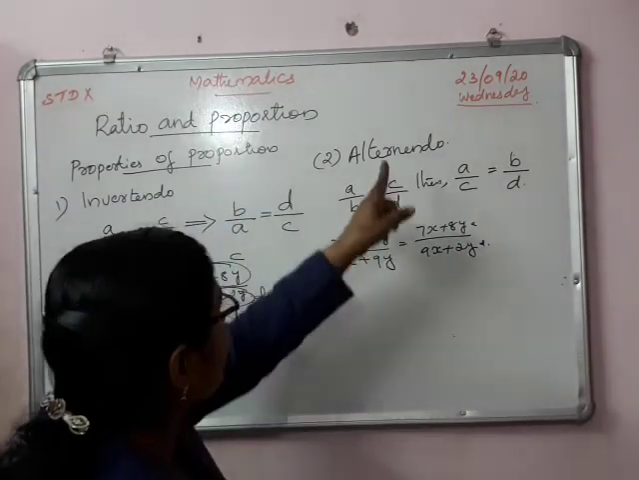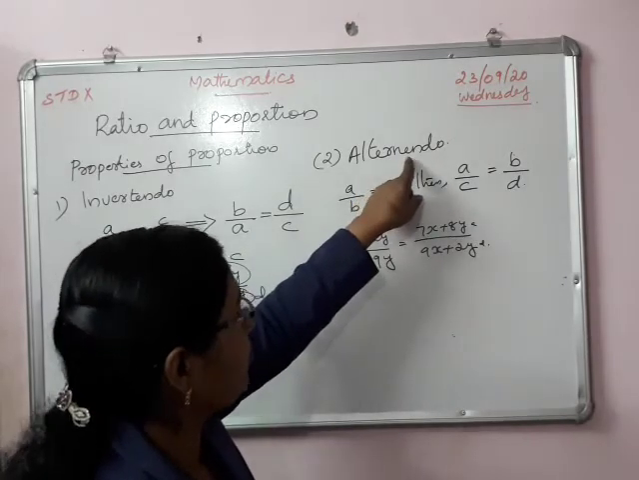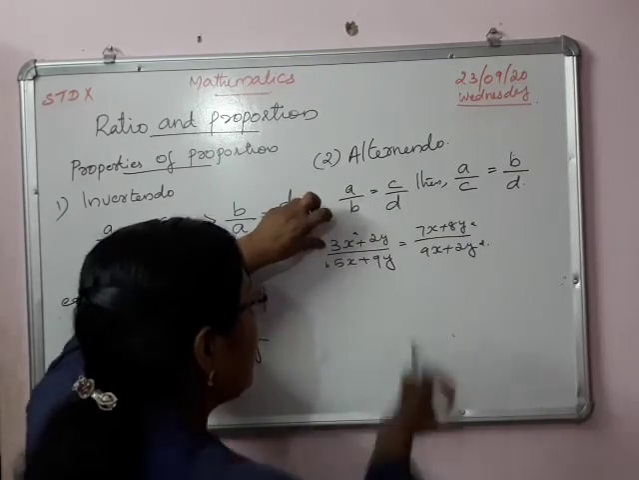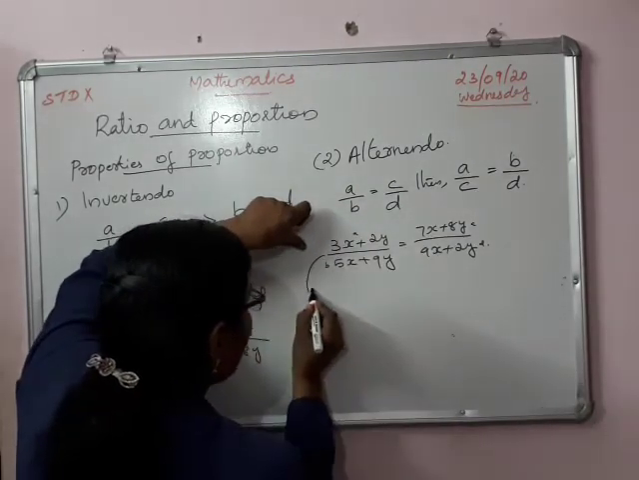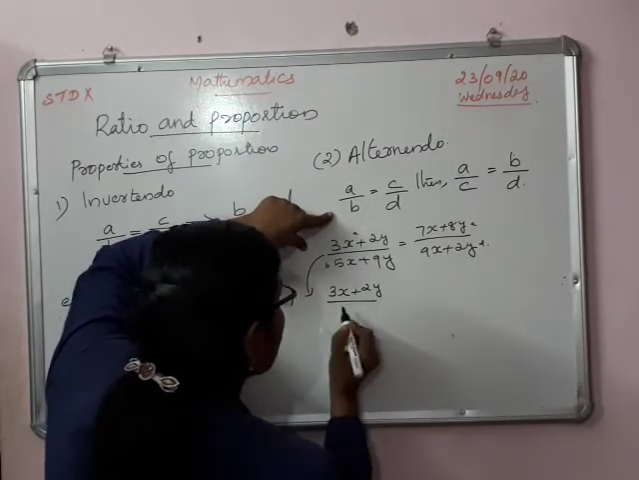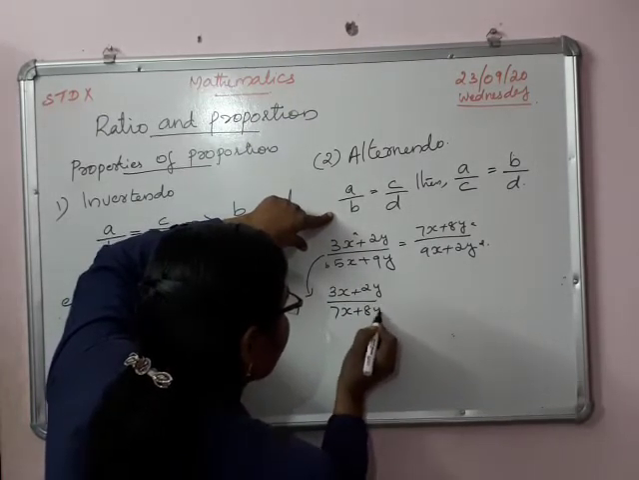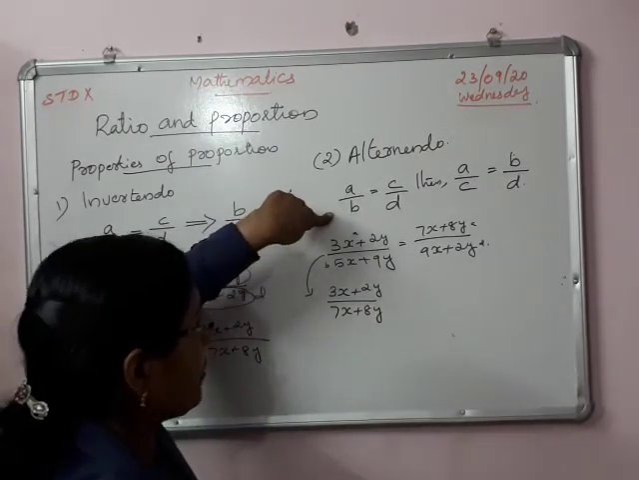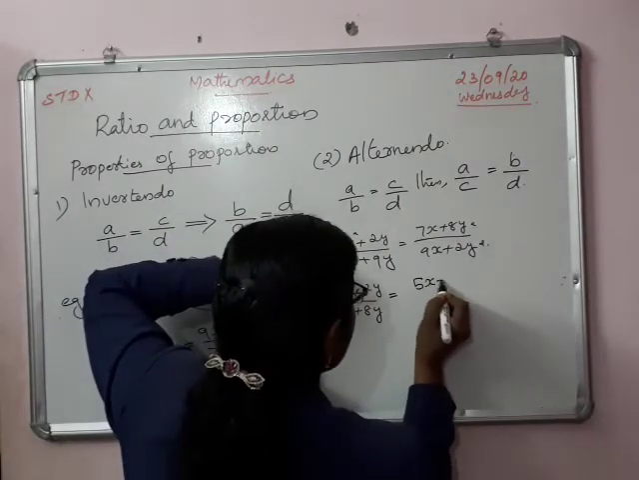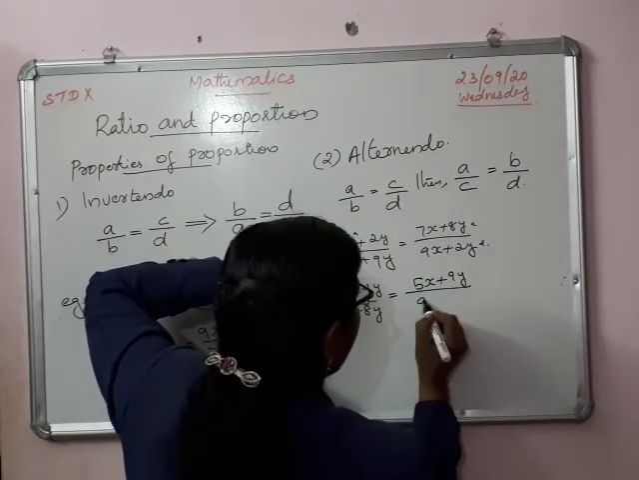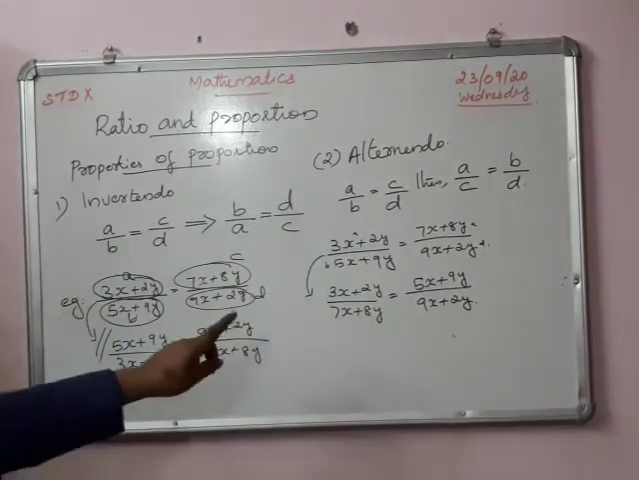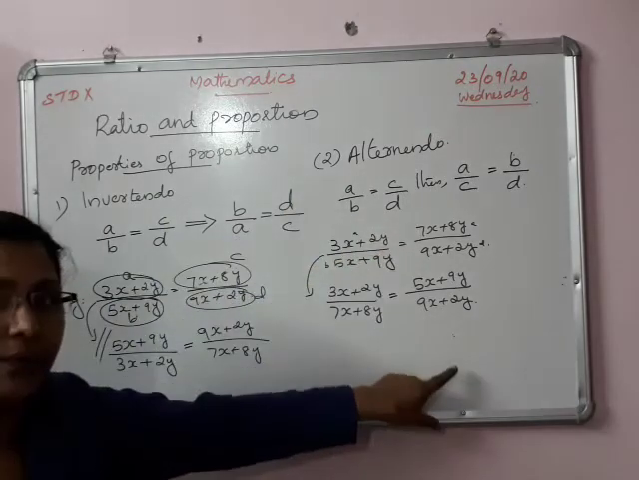Then according to the alternando property, A by C: there is no change in the first one. A by C means 3x plus 2y, no change, divided by 7x plus 8y, which is C. And B by D is (5x plus 9y) divided by (9x plus 2y). Here the property alternando is satisfied.